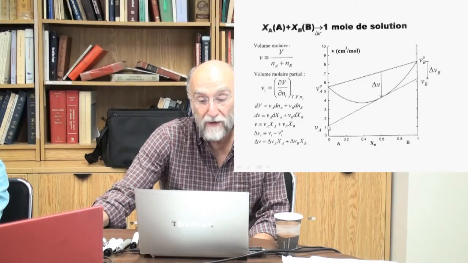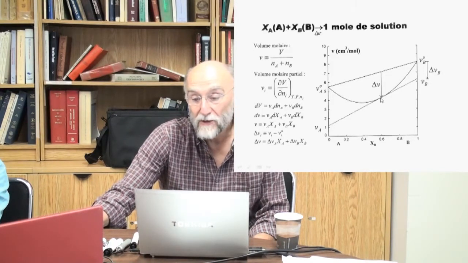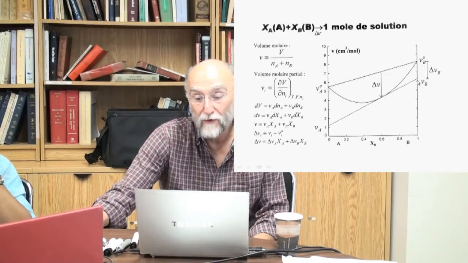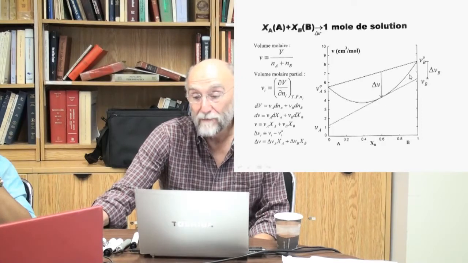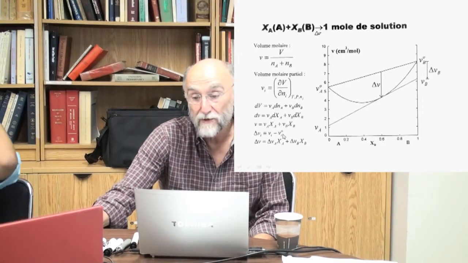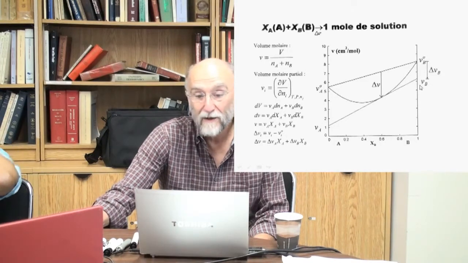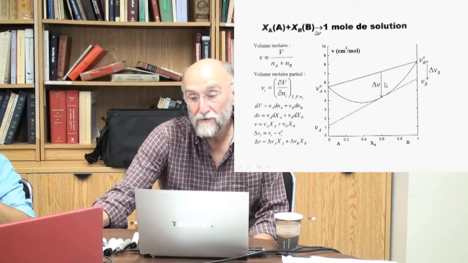Mathematically, this intersection point here is the partial molar volume of A at this composition. And this intersection point here is the partial molar volume of B at this composition. I'll prove that in a moment. So this distance here is delta VB. Delta V is V minus V naught. So this distance is delta VB, and this distance here is delta VA. Delta V is negative, so delta VB is negative, delta VA is negative.